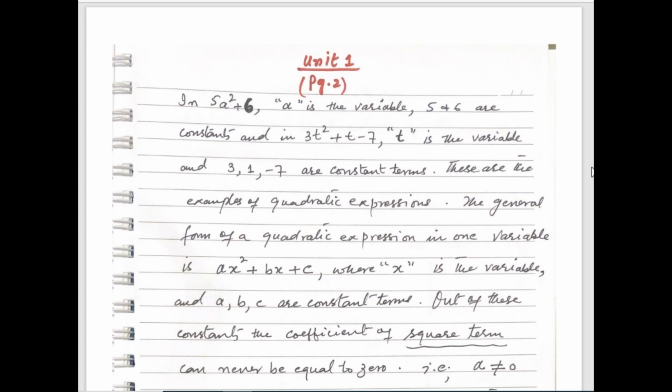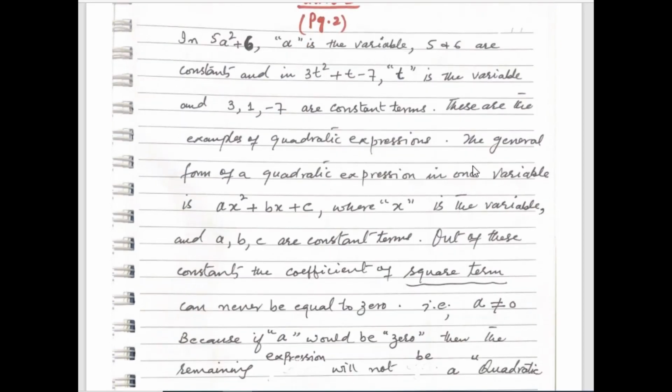In 5a square plus 6, a is the variable, and 5 and 6 are constants or constant terms. In 3t square plus t minus 7, t is the variable, and 3, 1 and minus 7 are constant terms. These are examples of quadratic expressions, but if you would like to know the general form of a quadratic expression, I think it will be more clear to you.